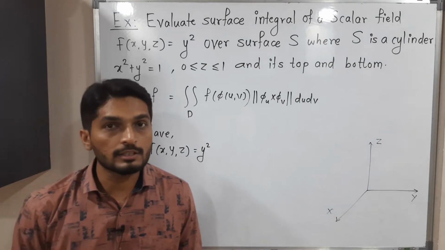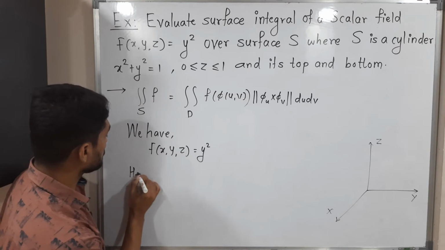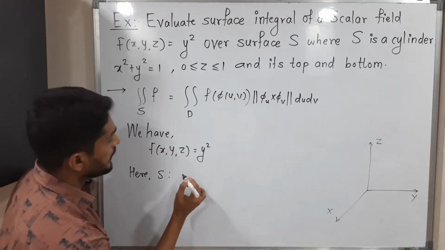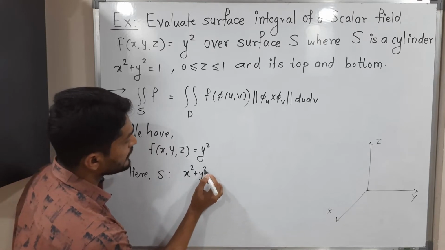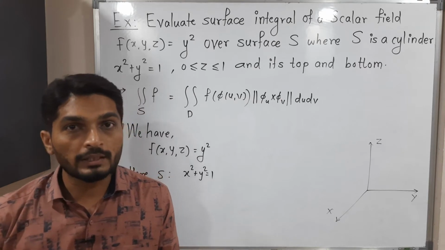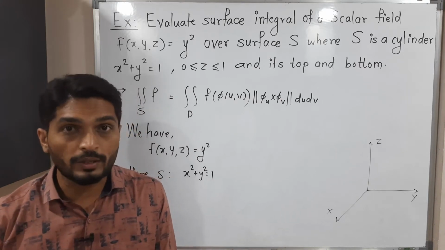So let us consider the surface also. What have they mentioned? S is a cylinder. I am simply writing in this way: x square plus y square is equal to 1. You know that x square plus y square is equal to 1 represents a circle in the xy plane with center 0, 0 and radius 1.